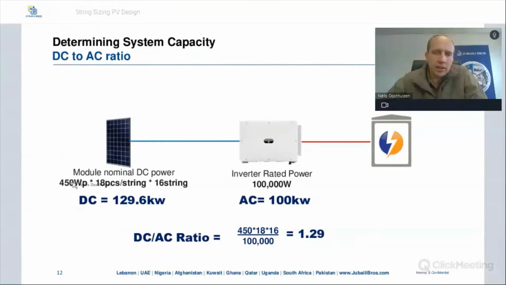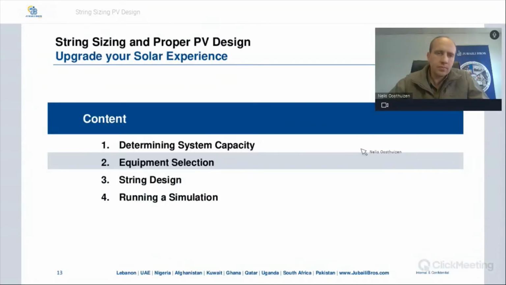Then the next one is just another example. Again, we're using 450 watt modules, but we've got 18 modules per string and 16 strings. So your calculation would be the module wattage times the pieces per string times your number of strings, and then you divide it again by your inverter capacity. That would give you a DC to AC ratio of 1.29.